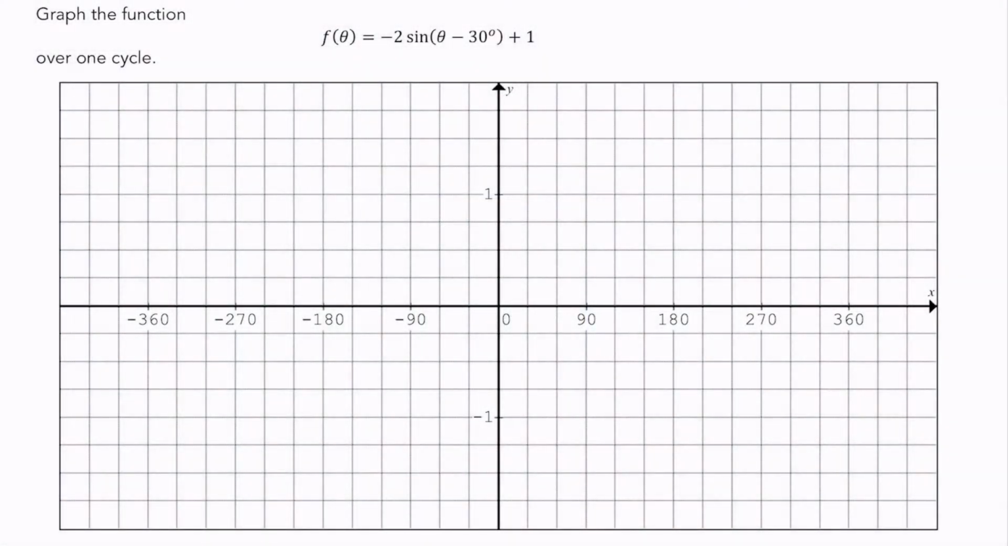Okay, in this example, we are going to be graphing a sine function for one cycle. The sine function we have is this one over here, and you can notice that there are a few transformations going on. We have a vertical stretch, we have a horizontal shift or a phase shift to the right 30 units or 30 degrees, and we have a vertical shift up 1 unit.